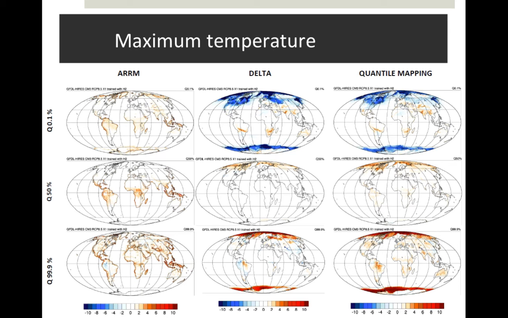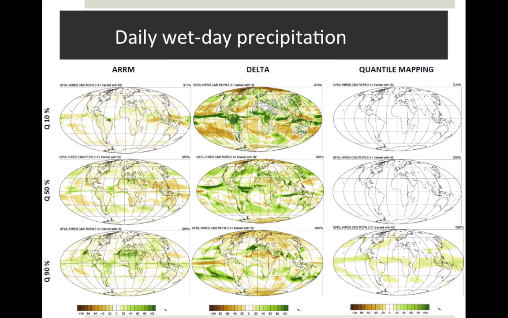Which means what? It means that our assumption is not stationary under those statistical methods for extreme cold or hot temperatures at high latitudes. But it is stationary for average conditions pretty much around the world, although you still do have some problems with high latitudes. Now here's precipitation. This is really interesting. These are the same 3 methods. This is the 10% wettest days, 50% wettest days, and 90% wettest days.